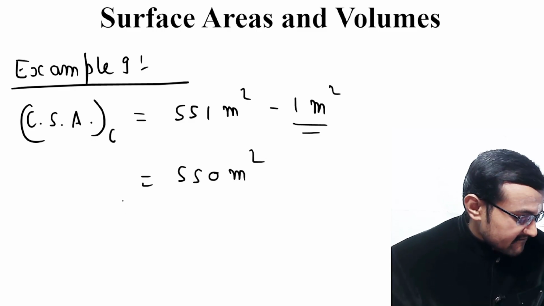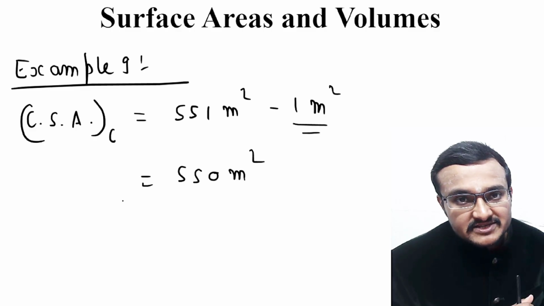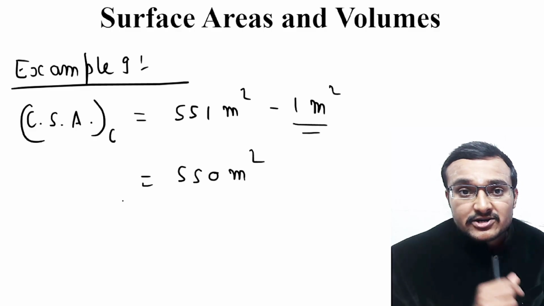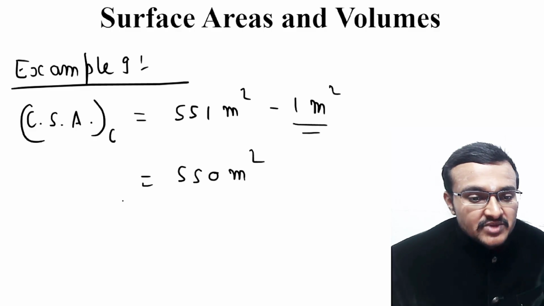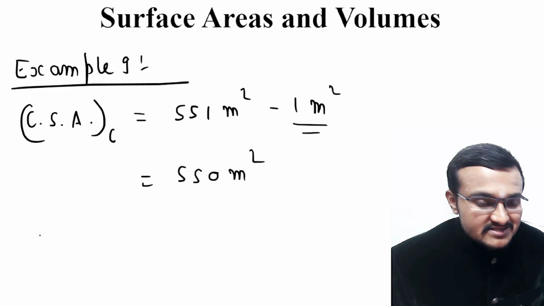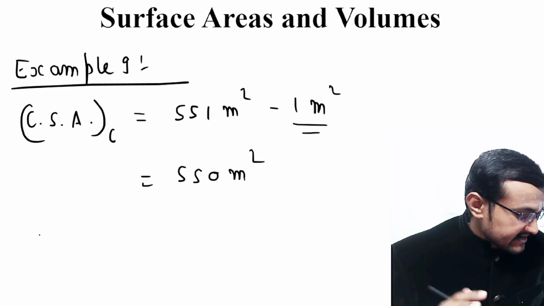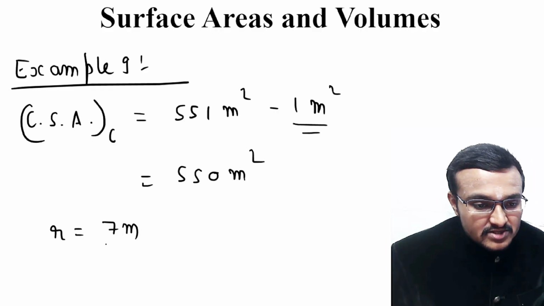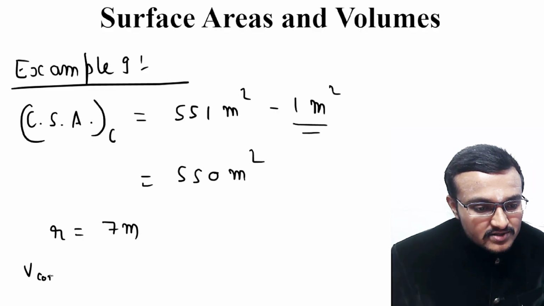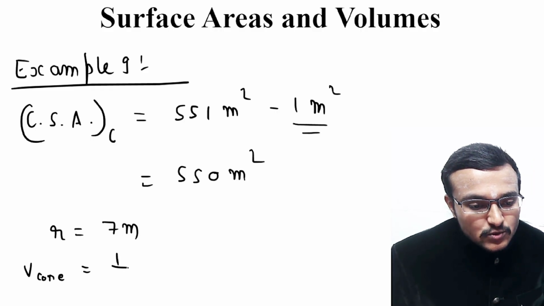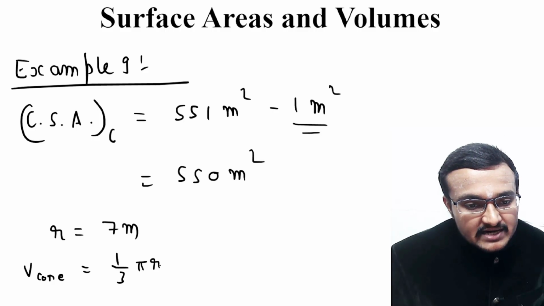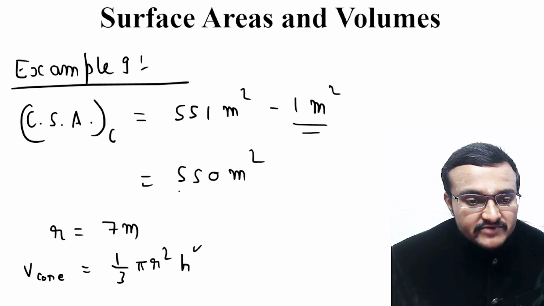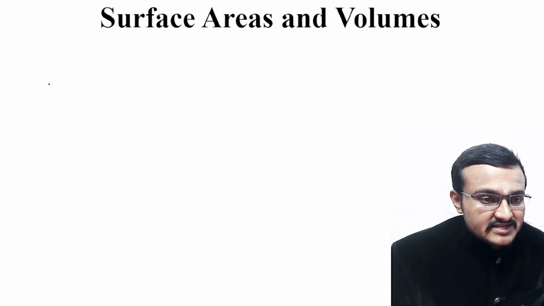Now we have 550 meter square as the curved surface area, but we have to find the volume of this tent. In order to find the volume of this tent, they have given the radius, which is equal to 7 meter. So now the volume of this conical tent will be equal to 1/3 pi r square h. We don't know the value of h, so we have to use this curved surface area.